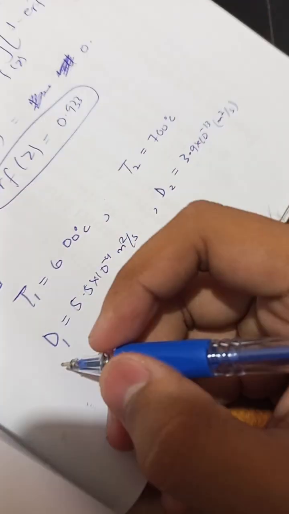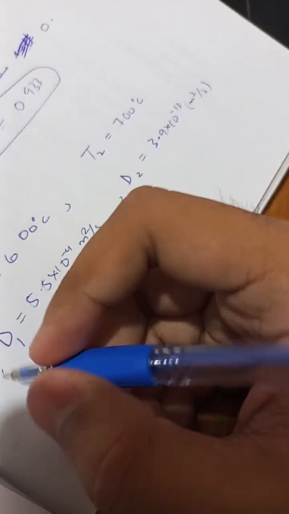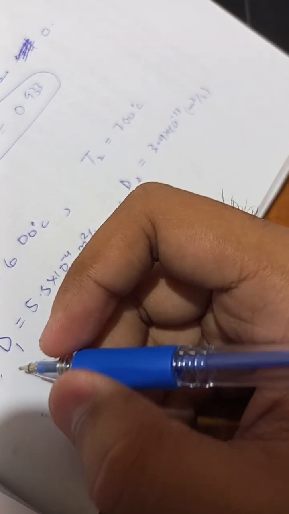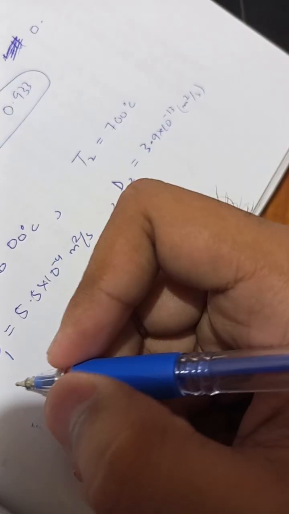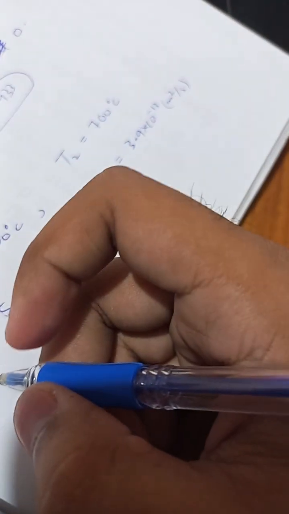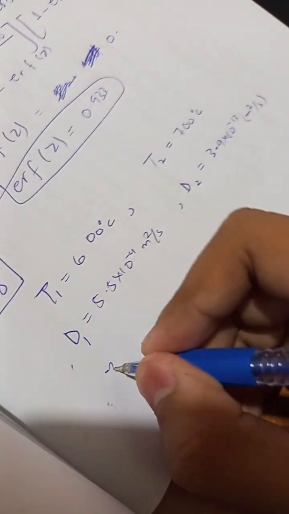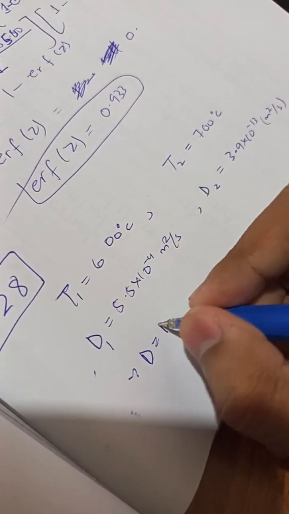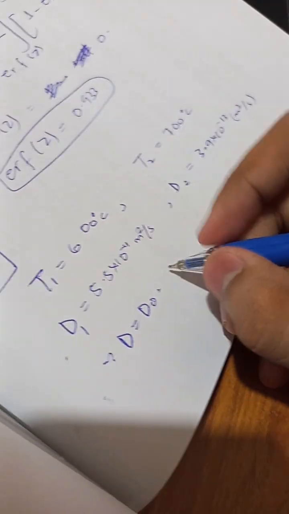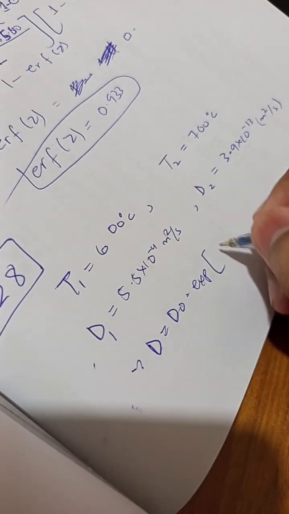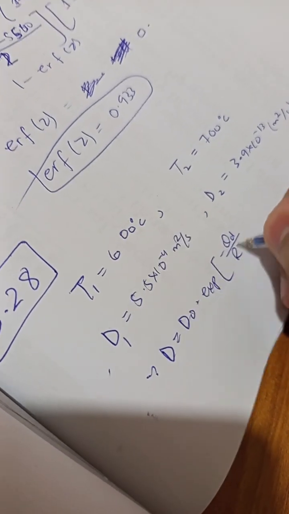Since in part B we are asked to find the value of D at a temperature of 850 degrees Celsius, we understand that we can use the Arrhenius relation over here. What is the Arrhenius relation? It is basically the equation D is equal to D0 exponential of minus Q_D over RT.